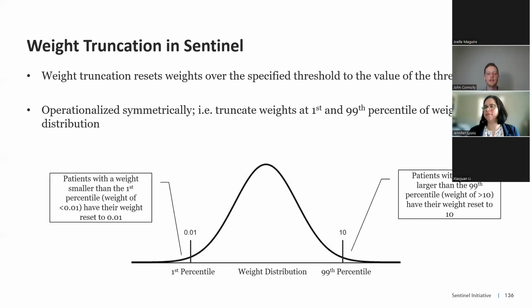As a visualization of this, let's say you had this very nice normally distributed distribution of weights. If you said, I want to truncate at the first and 99th percentile, and you see that the 99th percentile weight equals 10, any patients in your population who have an IPT weight that is larger than 10 would just have their weight reset to equal 10 instead.